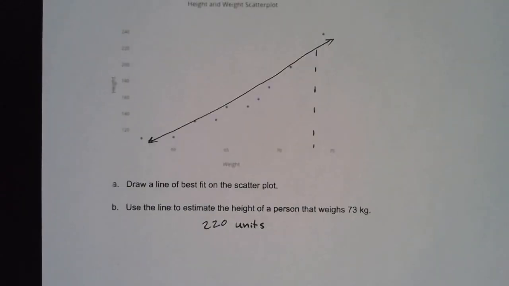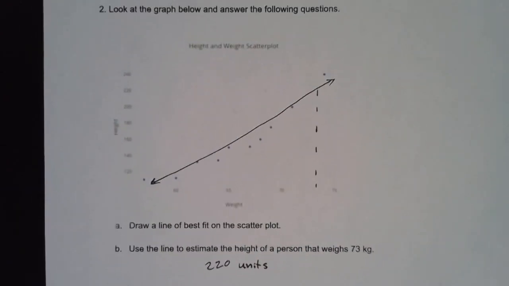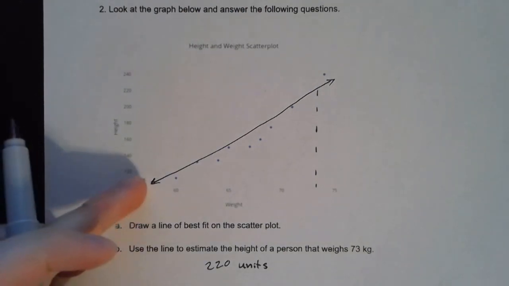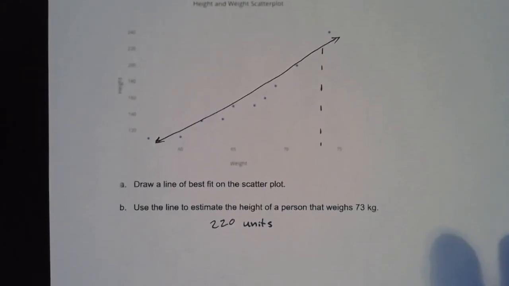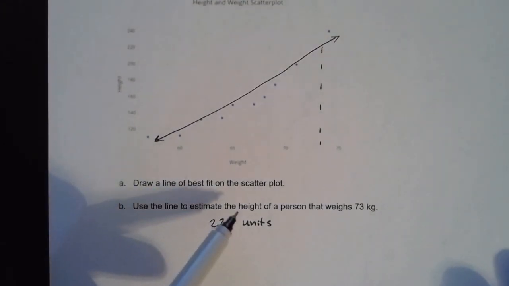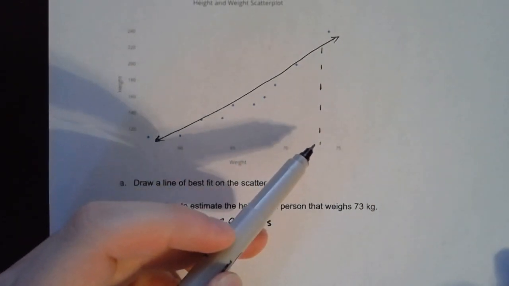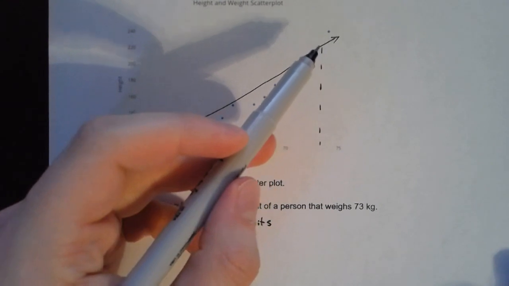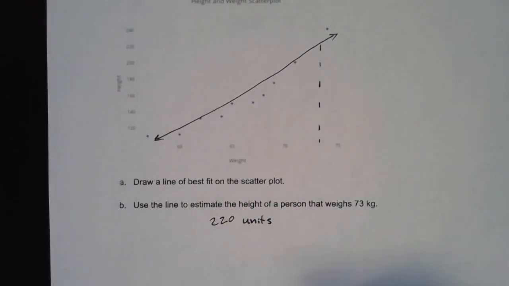And this is what I got for my answer on this second "You try." That was my line of best fit. I think it could have been a little lower, but it's pretty close. And then use the line to estimate the height of a person that weighs 73 kilograms. So that's about right here. I drew a line straight up, and that's about at 220. We're not given a unit here, so I just said 220 units.